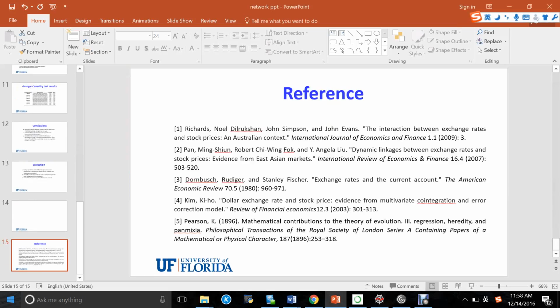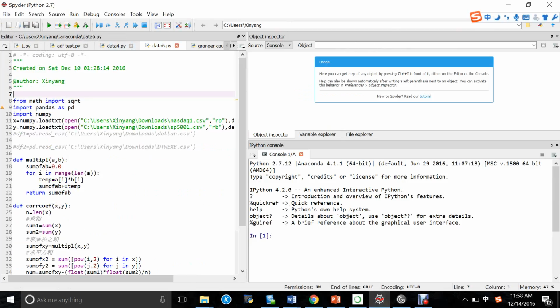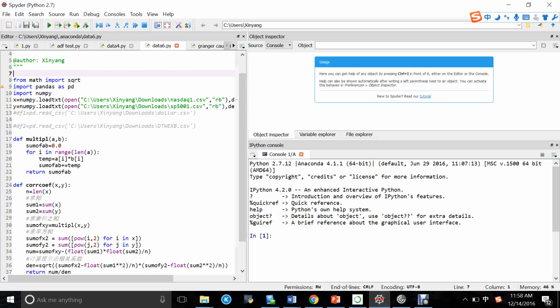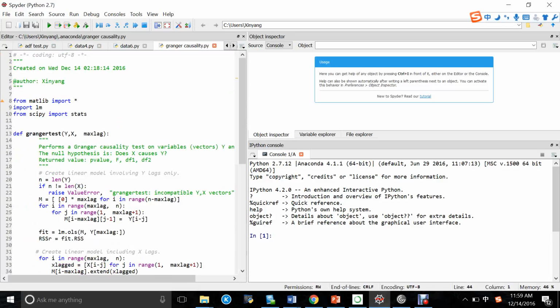And I will show you the project. Here's the project that can be used to calculate the correlation coefficient. There are packages called Math, Pandas and NumPy. NumPy is very important because it can translate the CSV to a matrix, so the data can be used to do math.